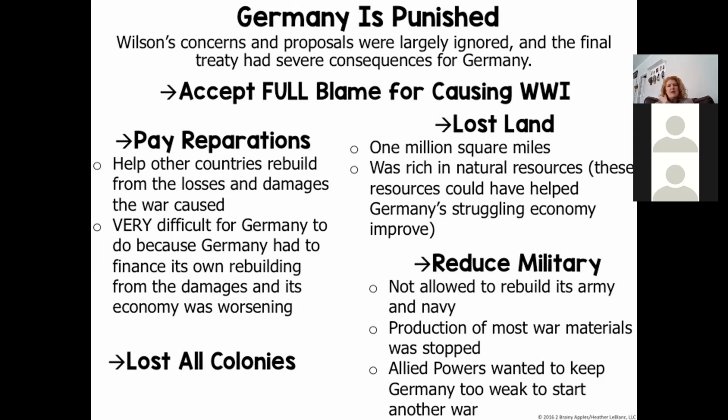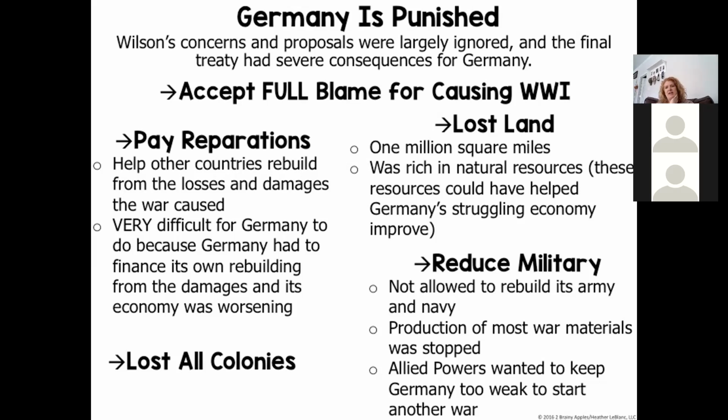And here's the real clincher here, is they're going to have to reduce their military. So this is the hope of preventing a war in the future. They are not allowed to rebuild their army and navy. All war material production needs to be stopped. And it doesn't say this here, but literally they take away German military things that exist. So the ships are seized, the military equipment is seized to make Germany very weak militarily.